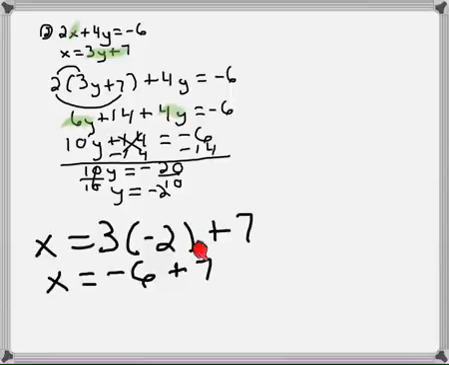I have one more step left. Do the math. What's negative 6 plus 7? I hope you said 1. So the final answer is the x is 1 and the y is negative 2.